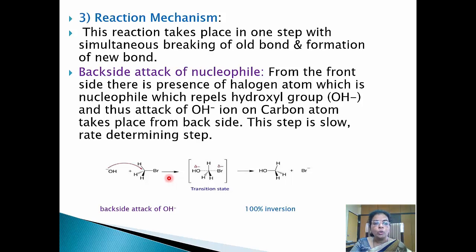Now in the slow step, or rate determining step, both the nucleophile and methyl bromide take part, that is, the OH minus ion and CH3Br take part. Therefore, the rate of reaction is determined by the concentration of both substrate and nucleophile.